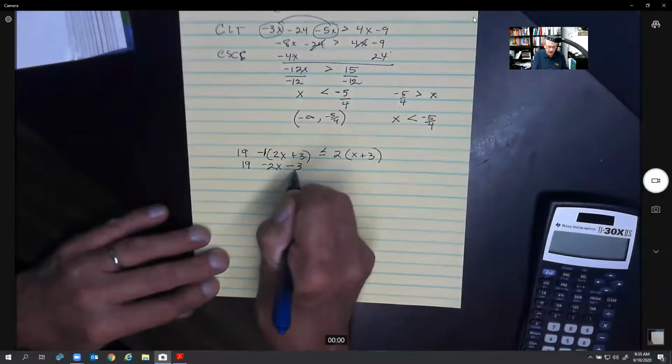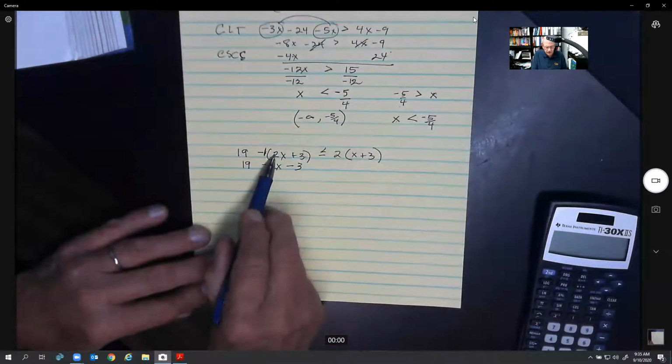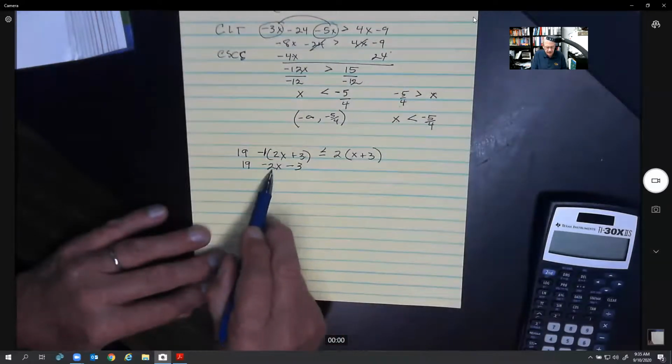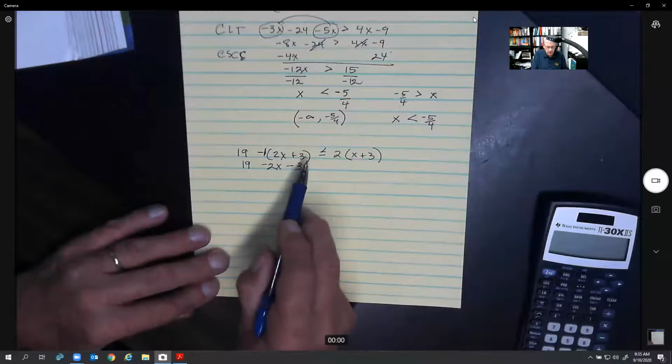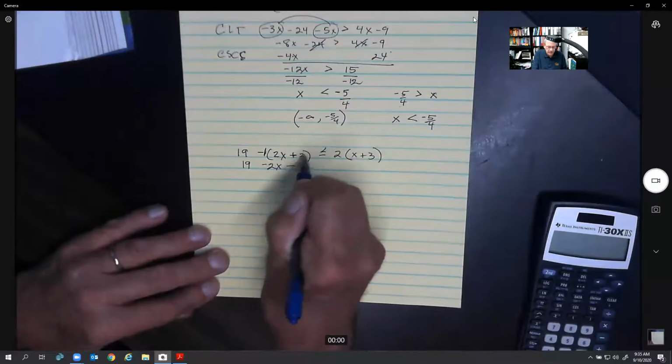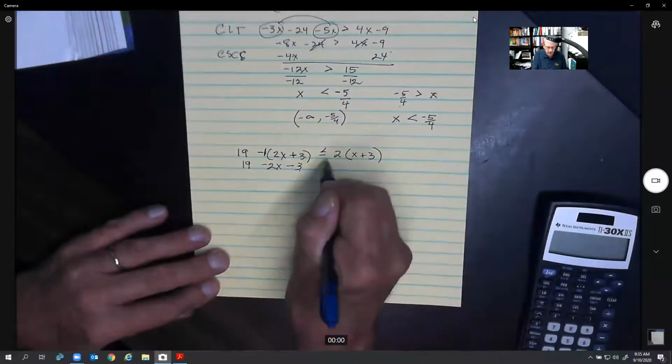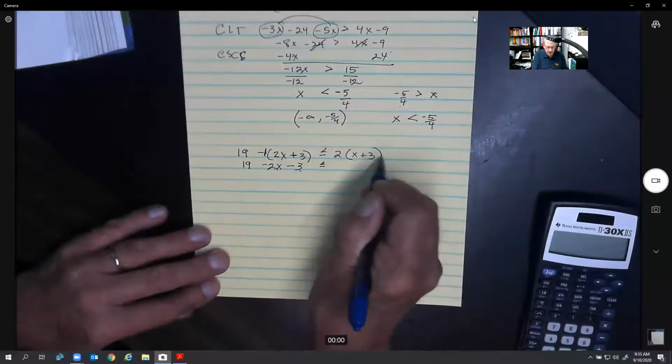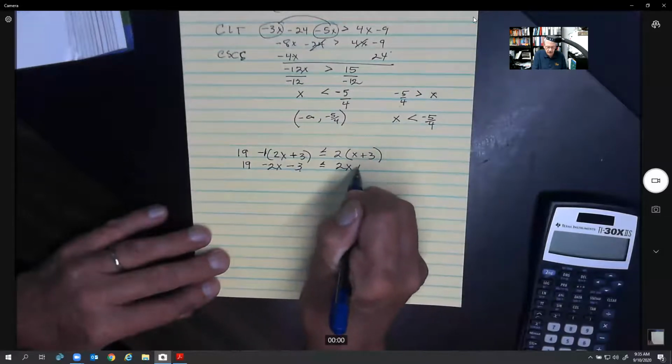See, these are going to change. This was plus or positive, now it's negative. This was plus or positive, so now it's negative, negative 3, is less than or equal. Here, the signs will not change.